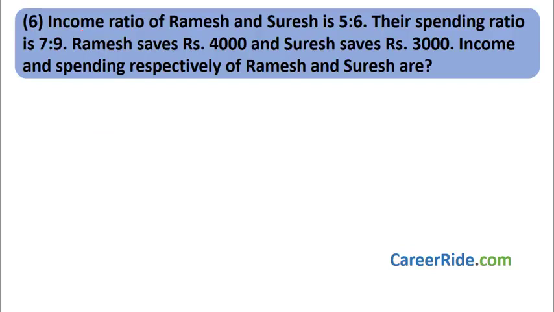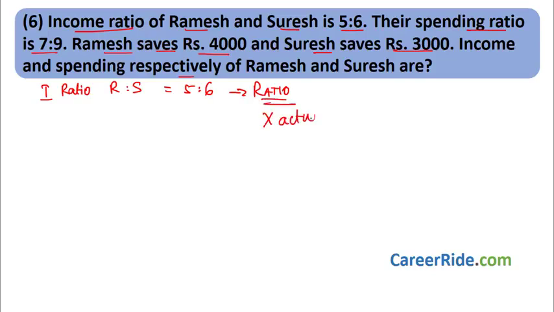Question number 6. Income ratio of Ramesh and Suresh is 5:6. Their spending ratio is 7:9. Ramesh saves rupees 4,000 and Suresh saves rupees 3,000. Income and spending respectively of Ramesh and Suresh are, now look over here, what have they given? Income ratio of Ramesh and Suresh is 5:6. These are not the actual values. This is nothing but ratio. This is not the actual values like rupees 4,000 or rupees 3,000. This is just a ratio. These are not actual values.